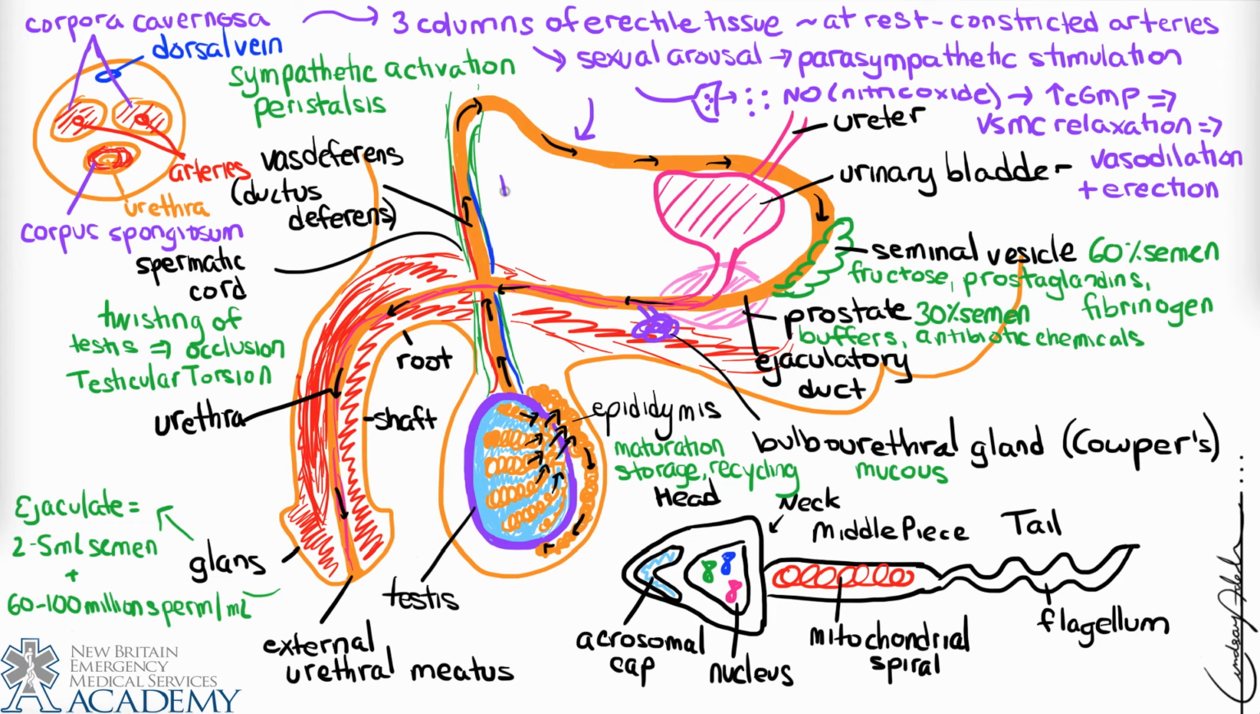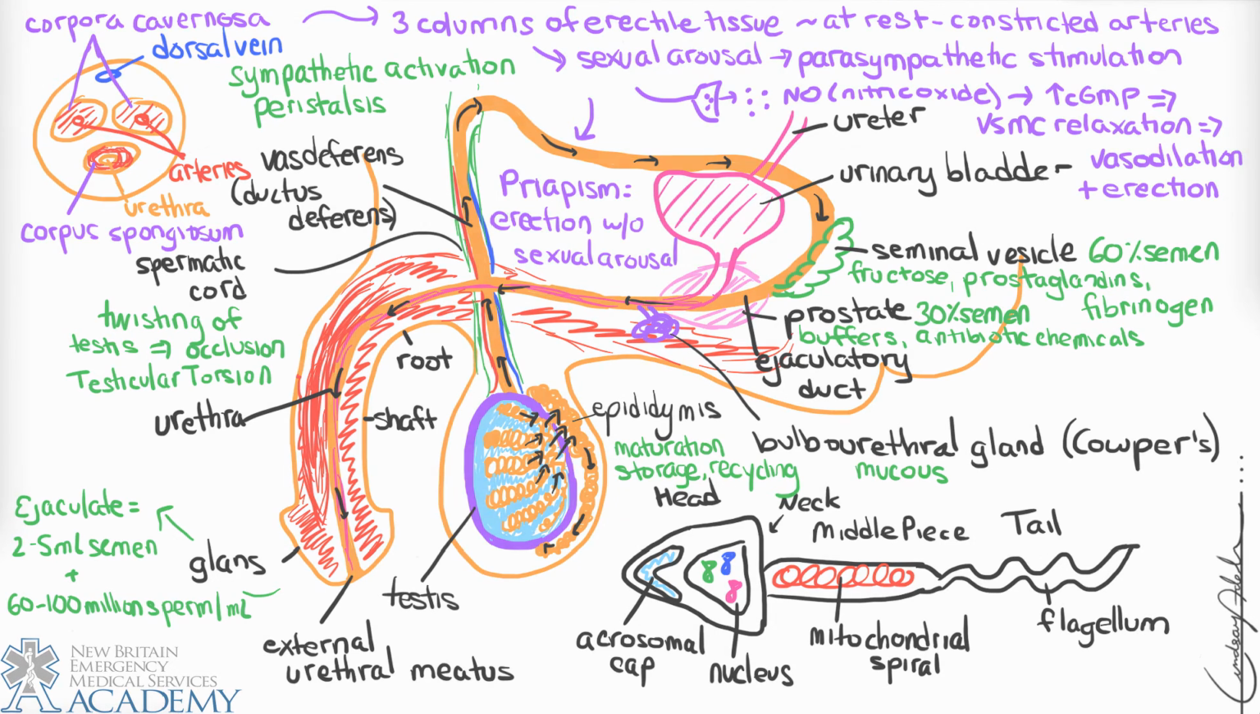The final disease I want to mention in conjunction with male reproduction is priapism, which is basically an erection without sexual arousal. It's commonly associated with spinal cord injury. If you think about a spinal cord transection that damages the spinal cord below the sympathetic neurons, what you're left with is unopposed parasympathetic stimulation, which will result in an undesired erection.